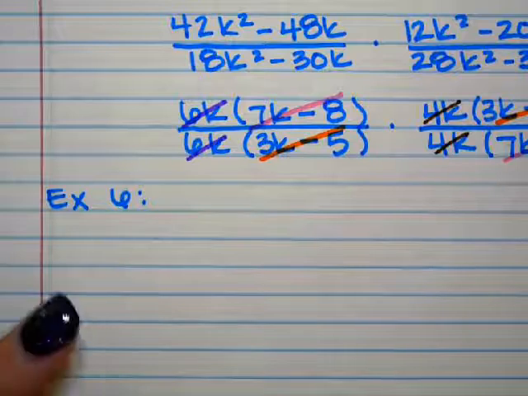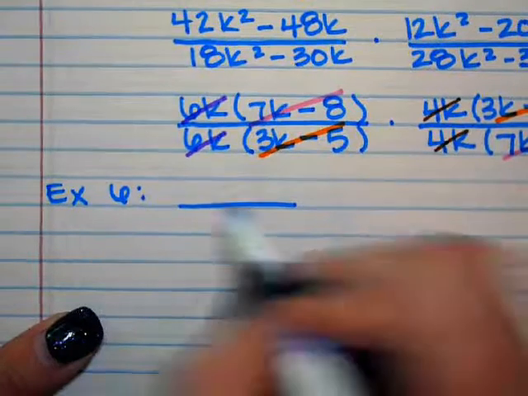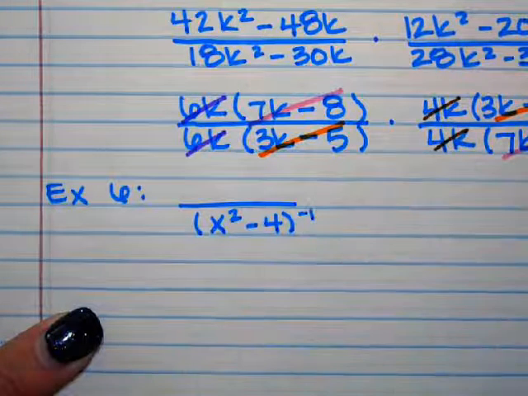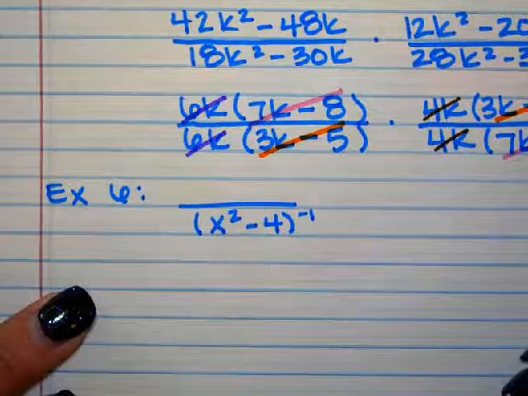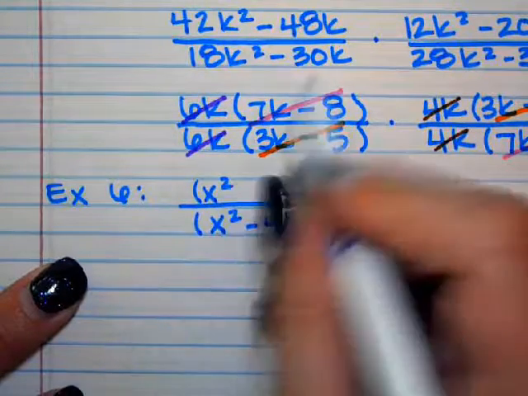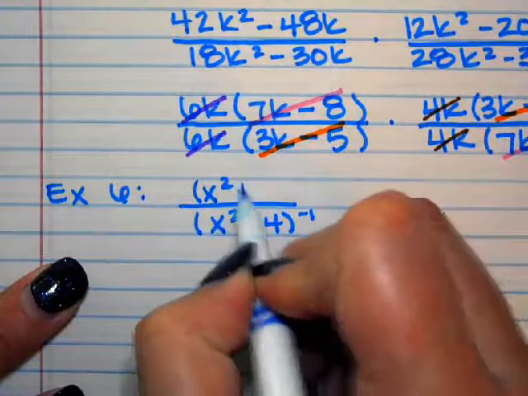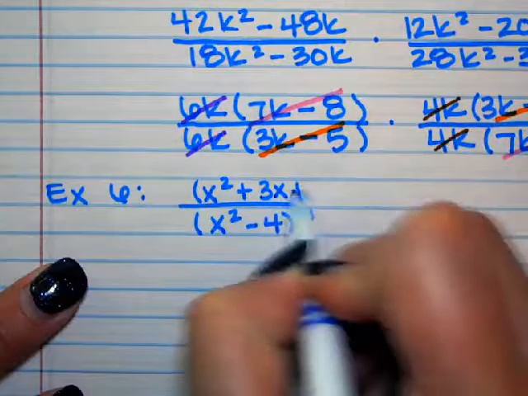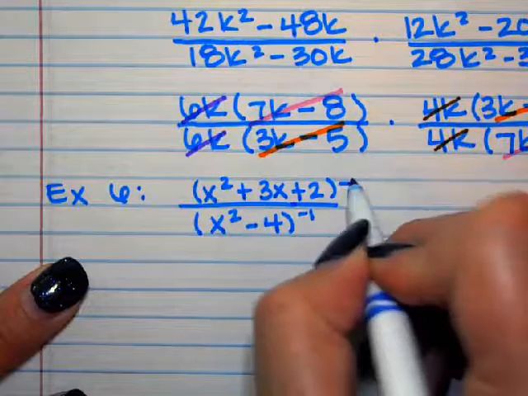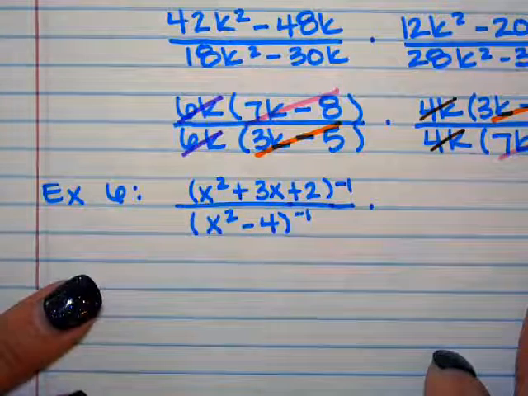Okay. We're going to do x squared minus 4 to the negative 1, over x squared plus 3x plus 2 to the negative 1.